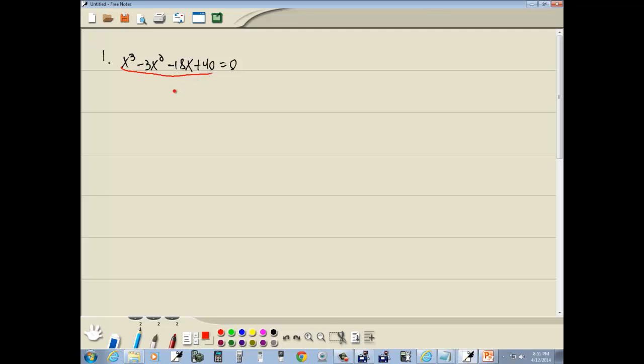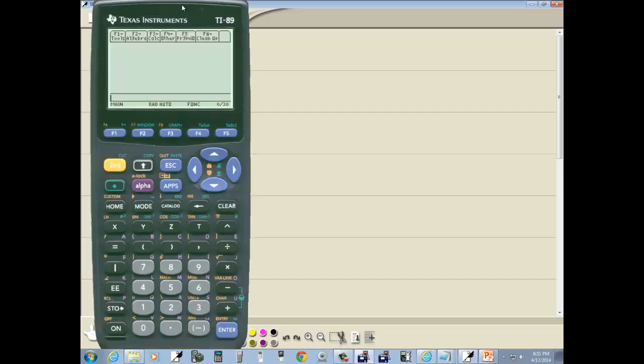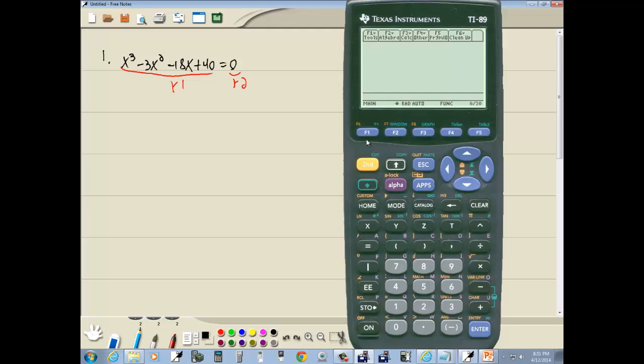Now we're going to put this on our y1, and we'll put 0 on our y2. So let's go do that. I'm going to go to y equals, so do diamond F1. Up arrow to y1, I'll press clear, and I'm going to put my x to the third, so x caret 3 minus 3x caret 2 minus 18x plus 40, enter, and then put a 0 on y2. So you have to have 0 on y2.